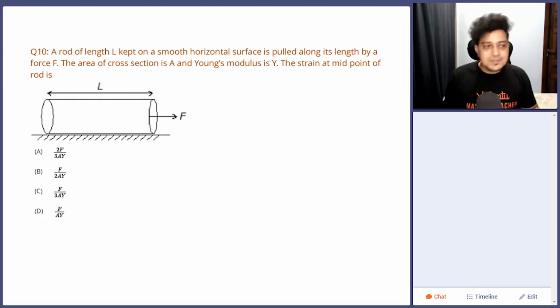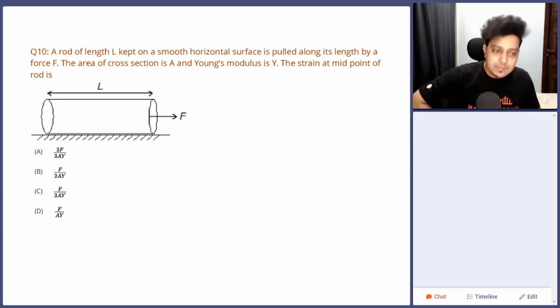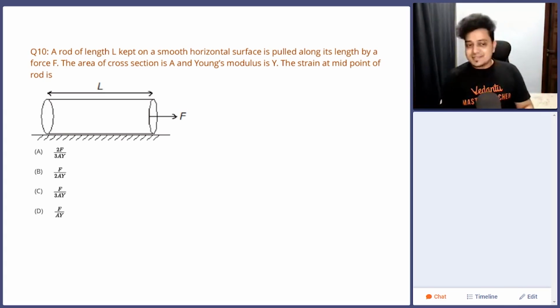Okay, let's go. Next question. There is a rod of length L kept on a smooth horizontal surface and is pulled along its length by a force F. So the rod is of length L, it is pulled along the length with a force F. Cross section area is given as A. Young's modulus is Y. Strain at the midpoint of the rod is... See, interesting question. Strain at the midpoint of the rod is?